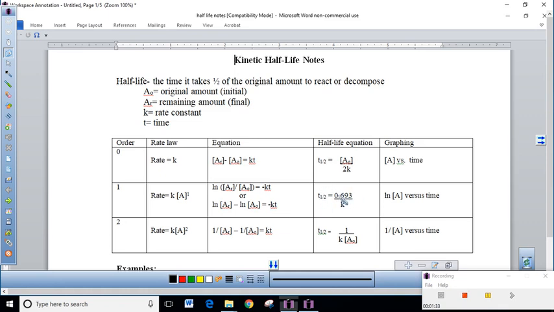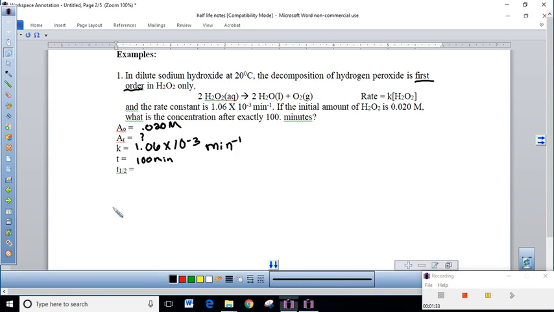If they had asked, we would just go 0.693 divided by the K to find the half-life. It wouldn't be hard. So let's go back to that problem. Let's begin working. So we're going to have the ln of AR, which we don't know. You can either put AR, if you would prefer, or you could put X, minus the ln of the original amount, which was 0.02 molar, equals.